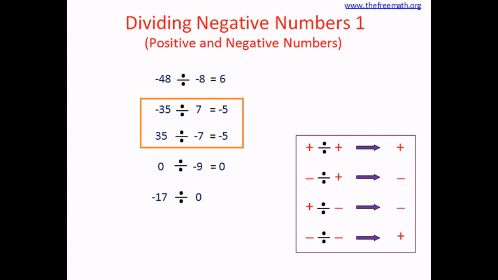Now the next one is -17 divided by 0. What do we do here? It's not allowed. It is not allowed to divide by 0. Whether it is a positive number or a negative number, you cannot divide by 0. So division by 0 is not allowed. This was a tricky question. Another thing to remember is that 0 is neither positive nor negative. 0 does not have any sign.